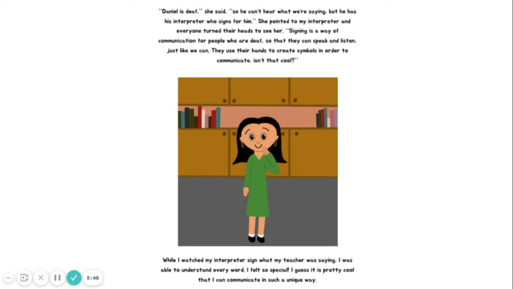Signing is a way of communication for people who are deaf, so that they can speak and listen just like we can. They use their hands to create symbols in order to communicate. Isn't that cool? While I watched my interpreter sign what my teacher was saying, I was able to understand every word. I felt so special. I guess it is pretty cool that I can communicate in such a unique way.